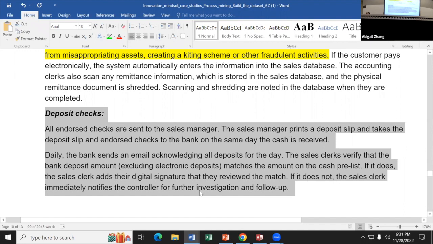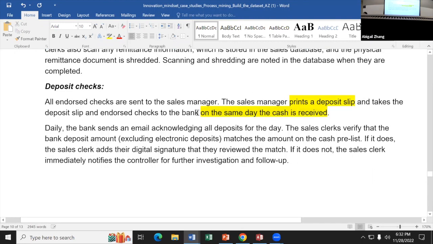Can you identify any control activities in the depositing checks procedure? On the same day the cash is received, I understand this is a control because you are creating more obstacles for the manager to misappropriate the asset. On the same day, it's almost real time, as you can imagine. Printing a deposit slip is a control too.